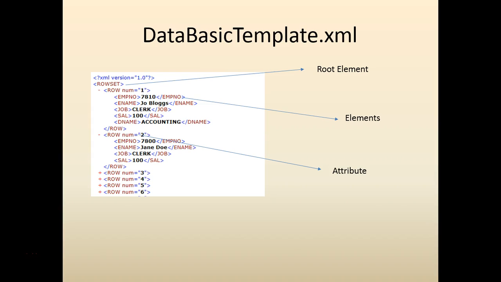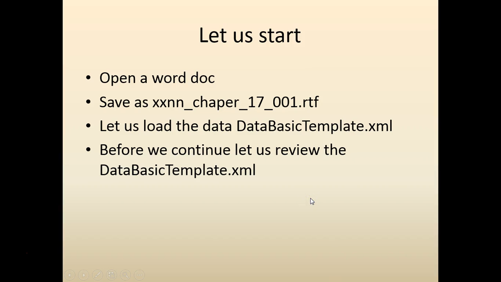Let's start by looking at the XML file we are going to use. As I said, an XML file has a root element, elements, and attributes. The root element here is rowset. There's another child element called row, and there are different elements under that row, and there's an attribute specifically for that row. Let's get started, but we are not going to start everything from scratch. We have 4 or 5 templates that are available.